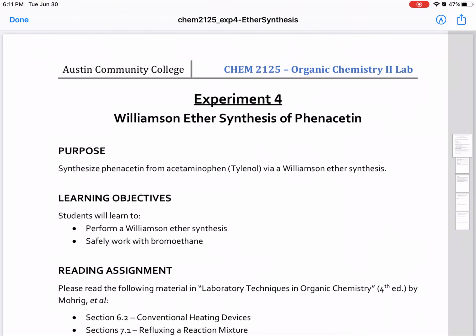Hi everyone, here's your experiment 4, which is ether synthesis of phenacetin, and we call it Williamson ether synthesis because the name of the scientist who found this method is Williamson. The purpose of this experiment is to synthesize phenacetin from acetaminophen. Phenacetin has an ether functional group. Acetaminophen has an alcohol functional group. So we're going to react that alcohol with an alkyl halide to form an ether.